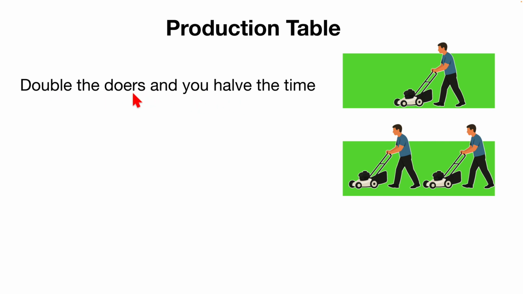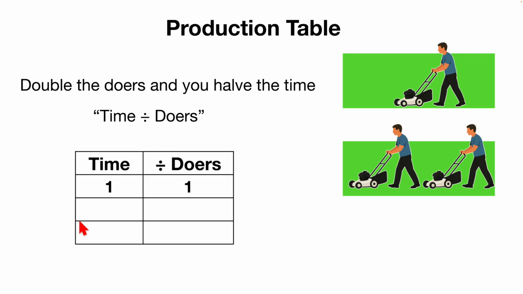And I'm calling them doers because sometimes it's men, sometimes it's machines, sometimes it's staplers, sometimes it's robots. Essentially, they're all doers. So the time divides by the doers. If you double the doers, you half the time, and then you've got a little table here. So if the time is 1 hour for one doer, and you double the number of doers, you're going to half the time. And equally, if we quadruple the number of doers from 1 to 4, we divide the time by 4, and we get it in a quarter. 4 men, 4 mowing machines will only take a quarter of an hour.